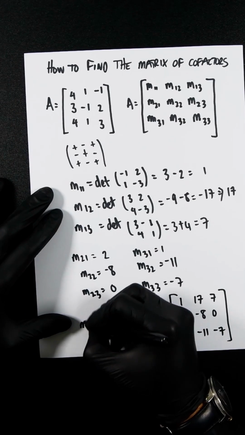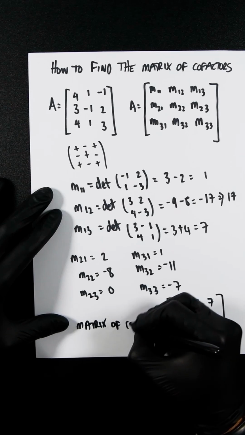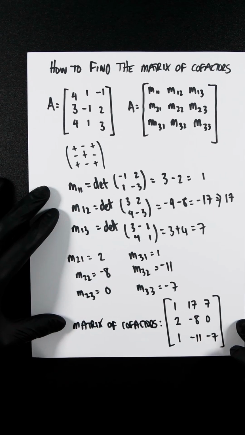So the matrix of cofactors is this. Simple.